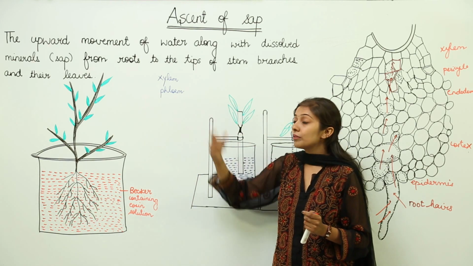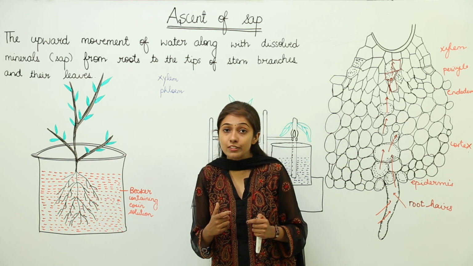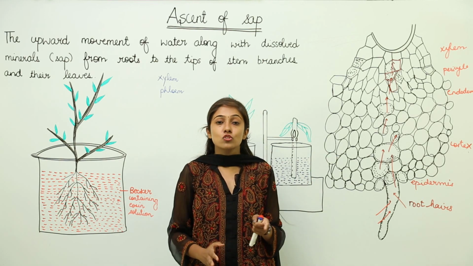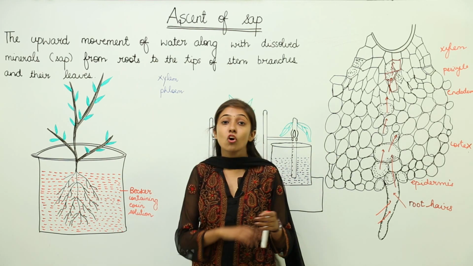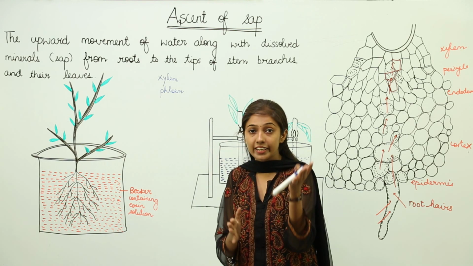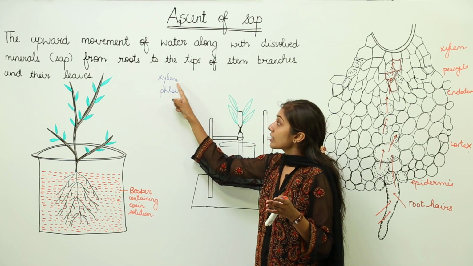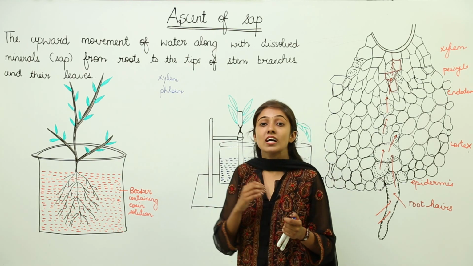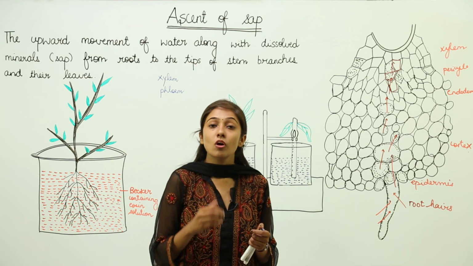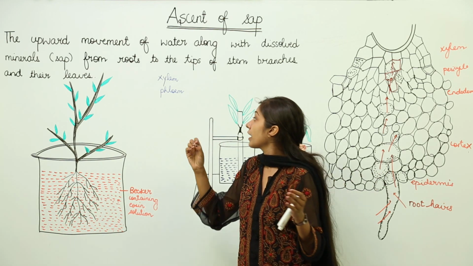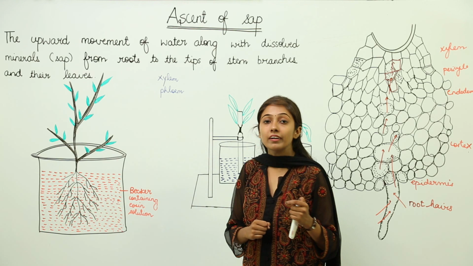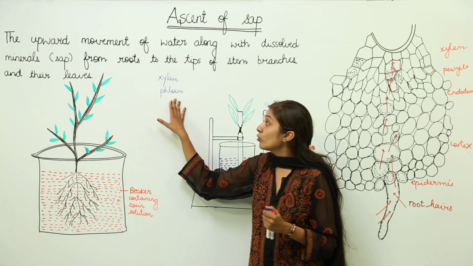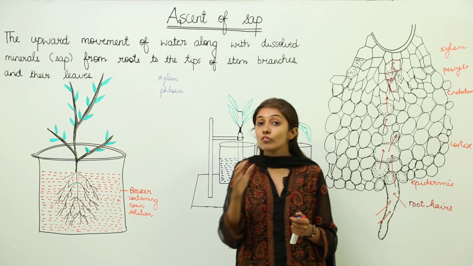But in case of phloem, the food is produced by the leaves. So from the leaves, the food is sent to all the parts of the plant. So in this case, the movement is not unidirectional, it is in many directions. So xylem is the vascular bundle that functions as a conductive tissue which transports water and minerals from the roots to other parts of the plant, and phloem is the vascular bundle which helps in the translocation of food, means the transport of food from leaves to other parts of the plant.